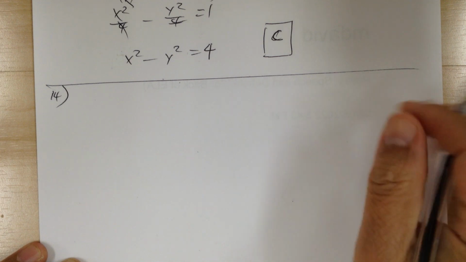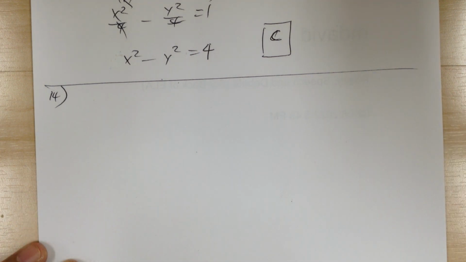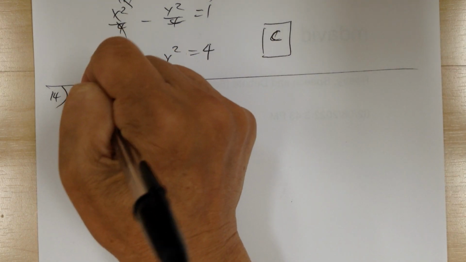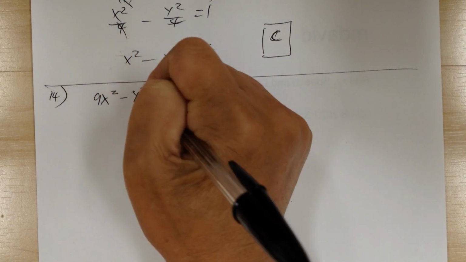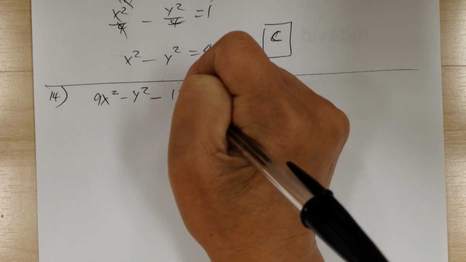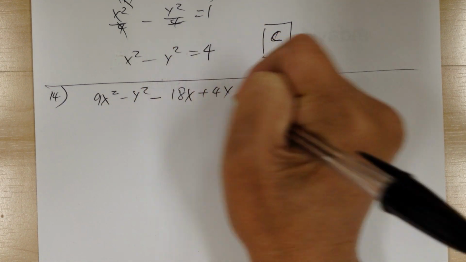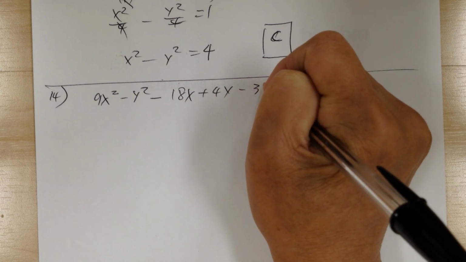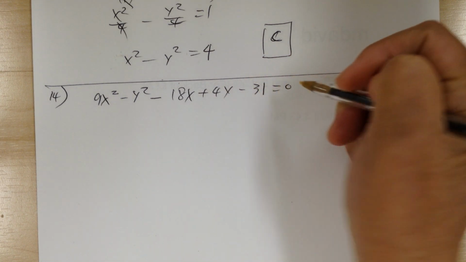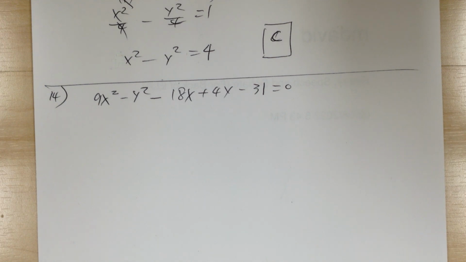It says find the center of the conic. Conic means one of these shapes, because all these shapes came from cutting a cone. So the conic, you got 9x squared minus y squared minus 18x plus 4y minus 31 equal to 0. So you need to complete the square to put the equation in standard form so you can find the center.